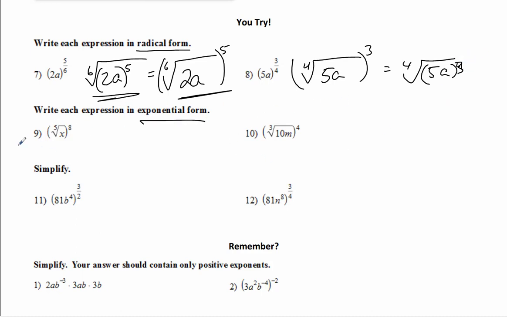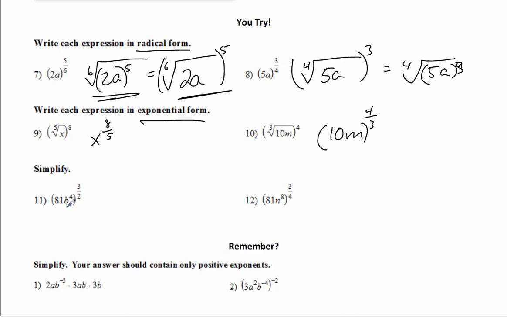This is an exponential, so this is going to be x to the 8/5. I do not have to use parentheses around this one, because it's only one individual term. If you notice in number 10, you have two terms. You have the 10m being raised to the 4/3, okay? So that's your answer there.